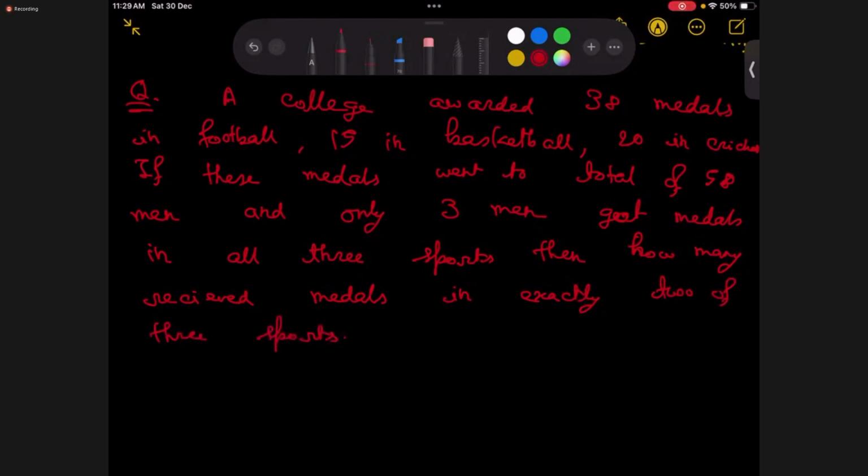Three sports. Okay, so this is the question. So what is the question again? Understand it with the Venn diagram. You don't need to worry about drawing the Venn diagram and understanding the question in the exam hall or in a competitive exam, because right now we are learning, so we need to be clear about the question and what the demand of the question is.